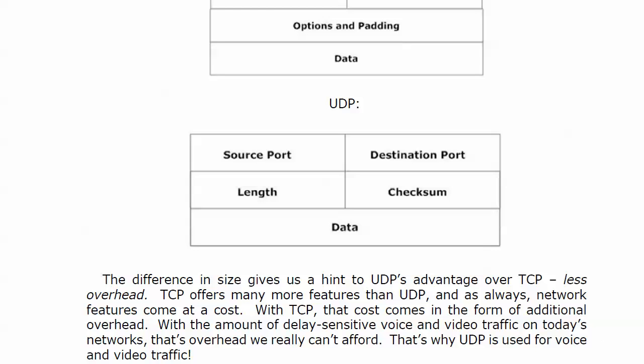Now, TCP offers us many more features than UDP, a couple that we've got coming up in the next few videos, but the network features always come at a cost. And with TCP, that cost comes in the form of delays because we get additional overhead. And with the amount of voice and video traffic on today's networks, that is overhead we absolutely cannot afford. And that's the big reason why UDP is used for voice and video traffic, is the lower overhead.